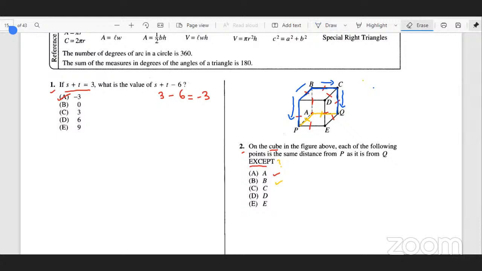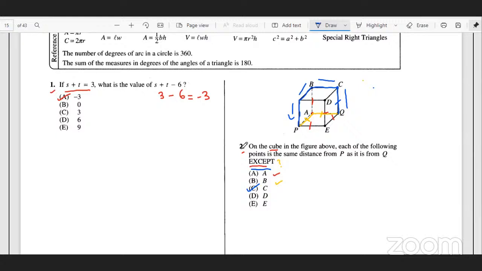Okay, I'll rub all this because it's becoming a bit confusing. Right, now let's talk about C point. Okay, its distance from point Q is one side, but its distance from point P is 1, 2, 3 sides. Now clearly C is the point which does not have same distance from P as it is from Q. This is one side, and till P we have three sides. So C would be the choice, because here we were looking for except. Okay, so be very careful with the wordings of your question.